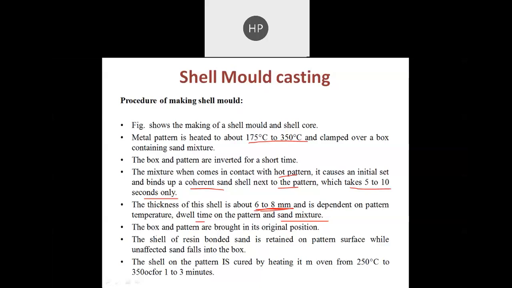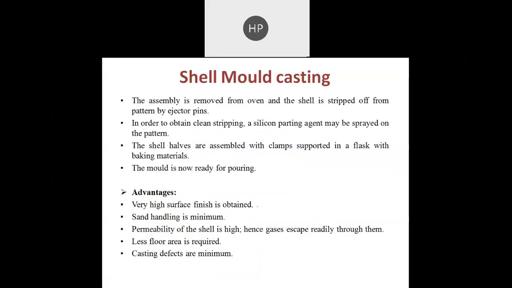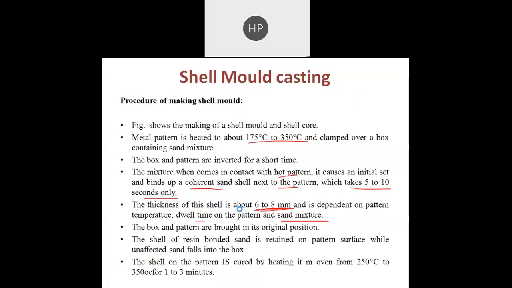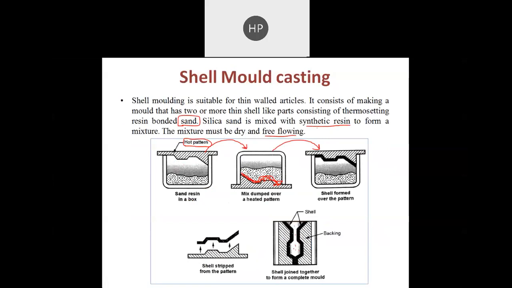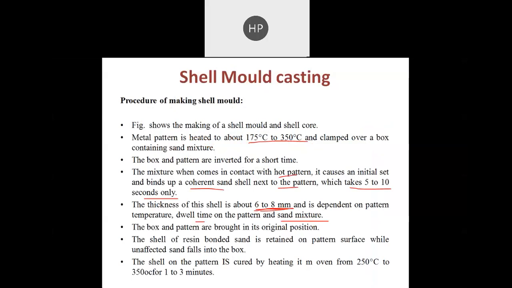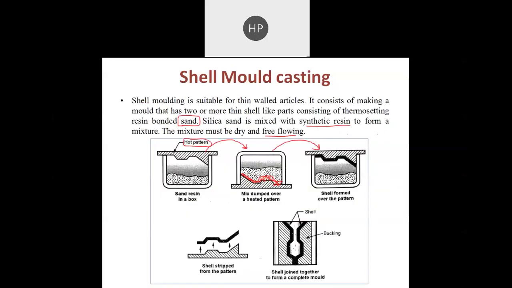Then again the box and the pattern are brought into the original position like this. Here this is the initial position. After that it is inverted. Now again it will be rotated, inverted, and again taken into the initial position. Then the shell of the resin bonded sand is left on the pattern surface, as I told, the resin bonded shell will remain on the pattern.